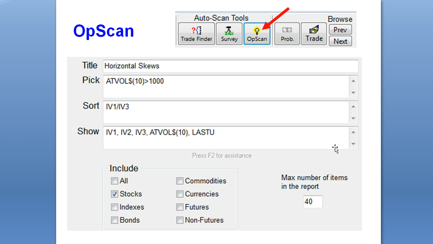On the sort line, we're going to take all those stocks trading over $1 million a day in options, and we want to find those that have a very high front month implied volatility relative to the third month implied volatility, IV1 divided by IV3. See that? And then in the show line, we're going to create columns for IV1, IV2, IV3. We want to see the dollar volume of options traded on average, and then we want to see what the actual stock price is.